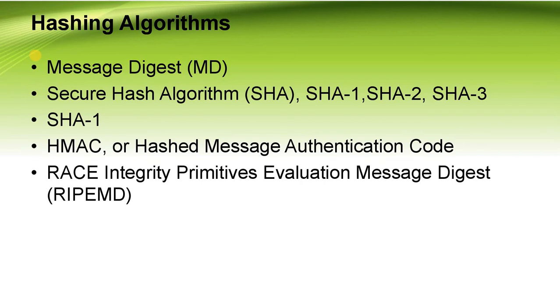RIPEMD algorithm. So we will see the next, RACE Integrity Primitives Evaluation Message Digest. It is a hashing function developed by RACE Integrity. It originally provided a 128 bit hash and was later shown to have problems with collisions. RIPEMD was strengthened to a 160 bit hash known as RIPEMD-160 by Hans Dobbertin, Antoon Bosselaers, and Bart Preneel. You can Google it if I mispronounce. So we move on to the next slide.